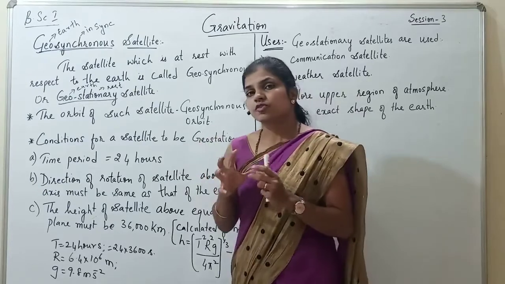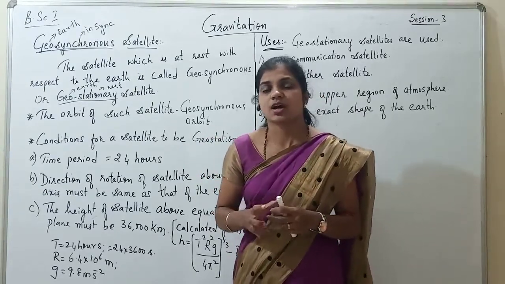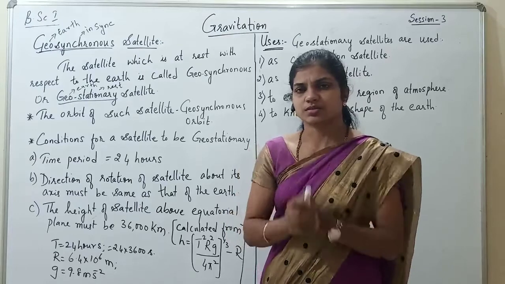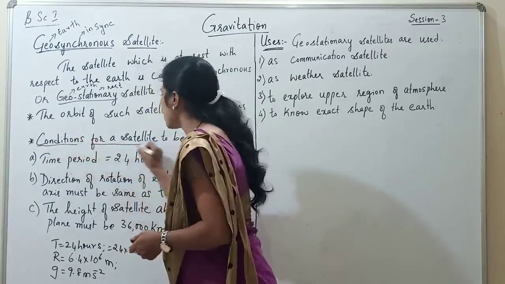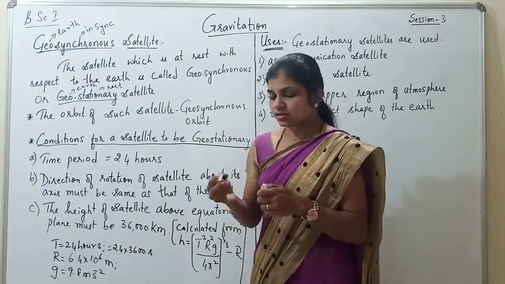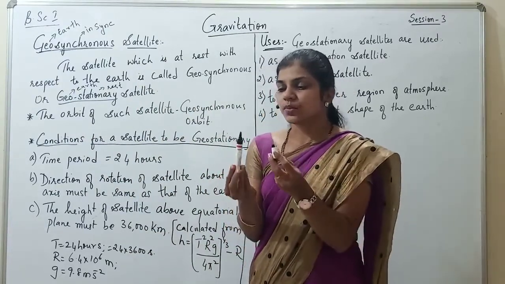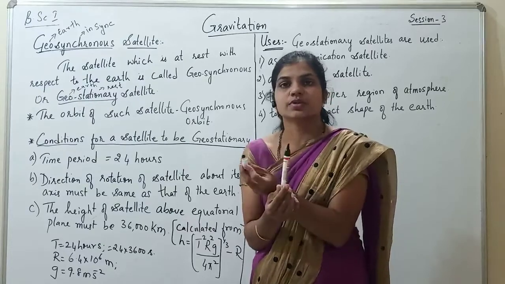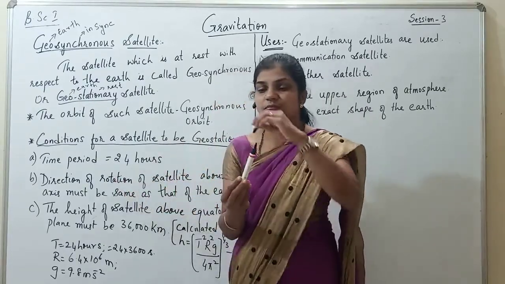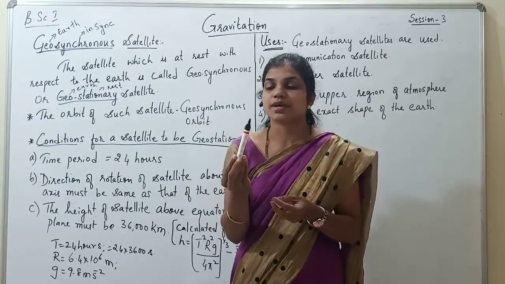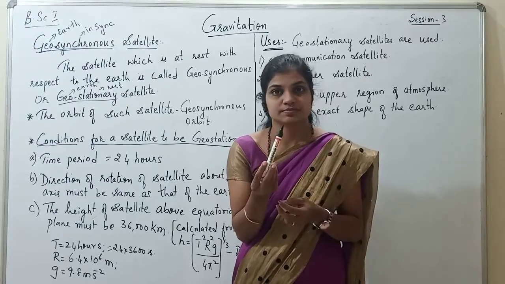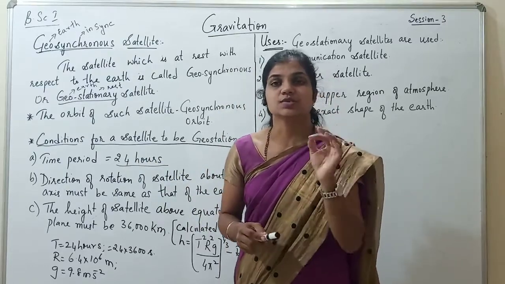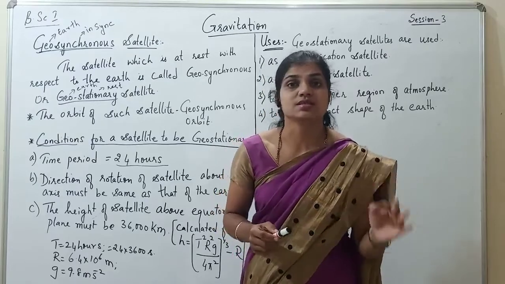Now, for this satellite to be a geostationary satellite, or a geosynchronous satellite, it has to follow some conditions. What are those conditions? Conditions for a satellite to be geostationary. When the satellite is revolving around the Earth along with the Earth, the time period for it to complete one revolution should be the same as that of the Earth to complete one spin. That is, the time period has to be 24 hours. The time period of the geosynchronous satellite is 24 hours.